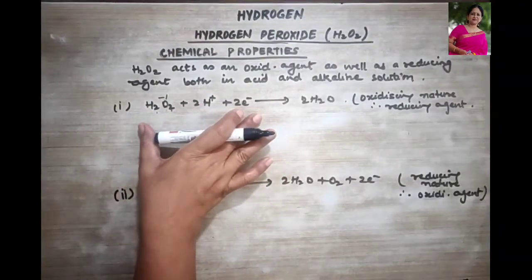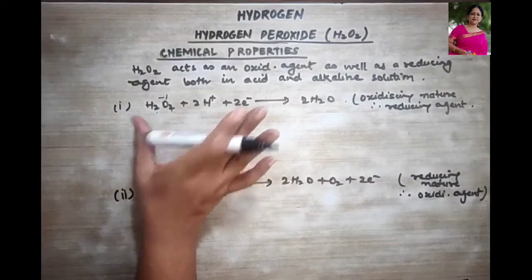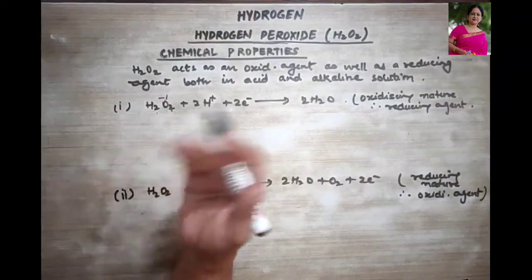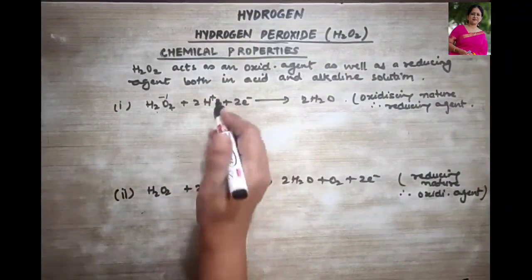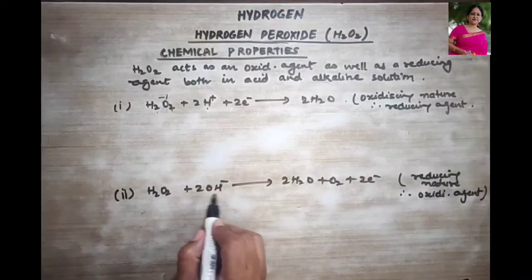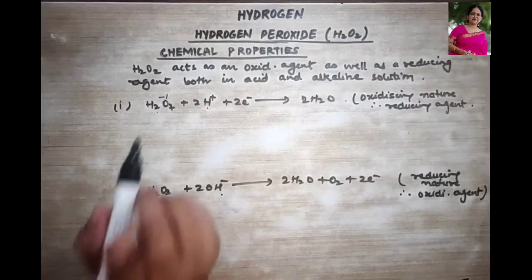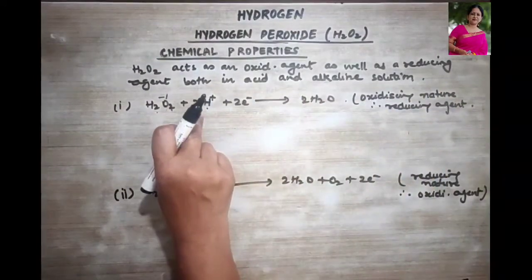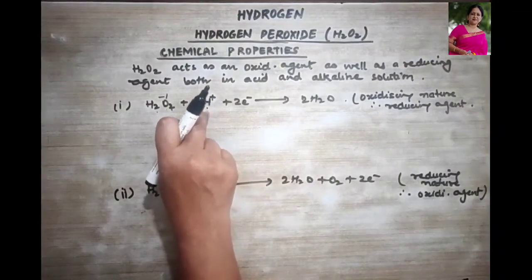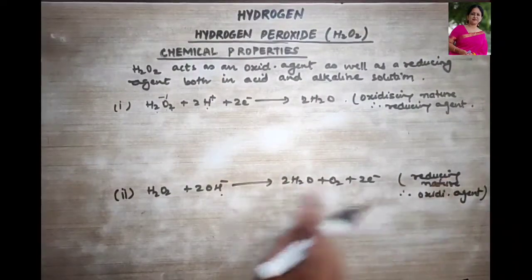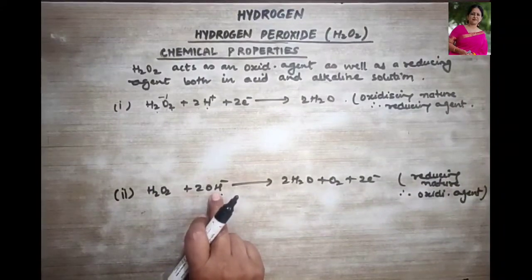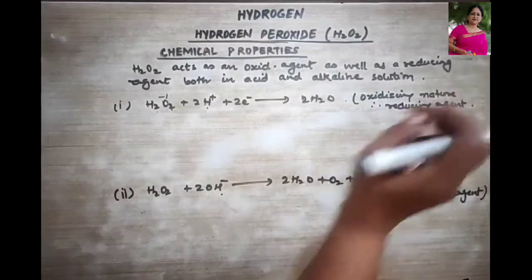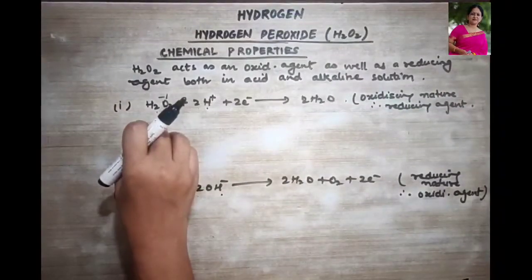Now let us observe this equation. Its oxidizing property is more dominant in the acidic medium, right? And its reducing property is more dominant in the basic medium. So here I am showing you the acidic medium, and here the basic medium. I repeat, its oxidizing property is more dominant where? In the acidic medium. And its reducing property is more dominant where? In the basic medium.